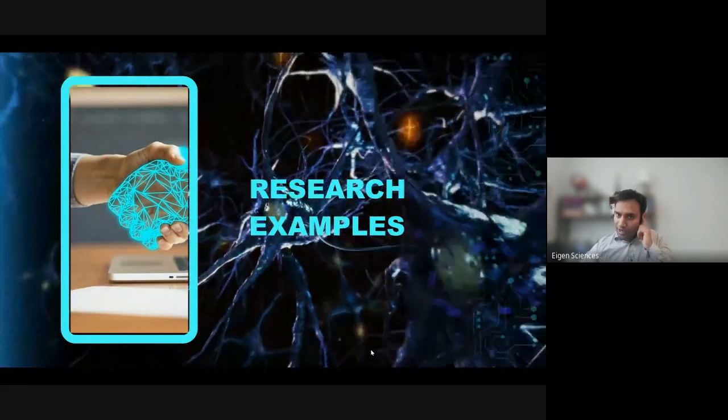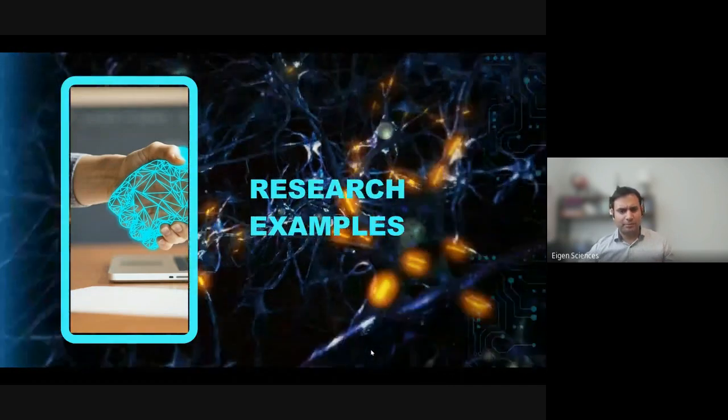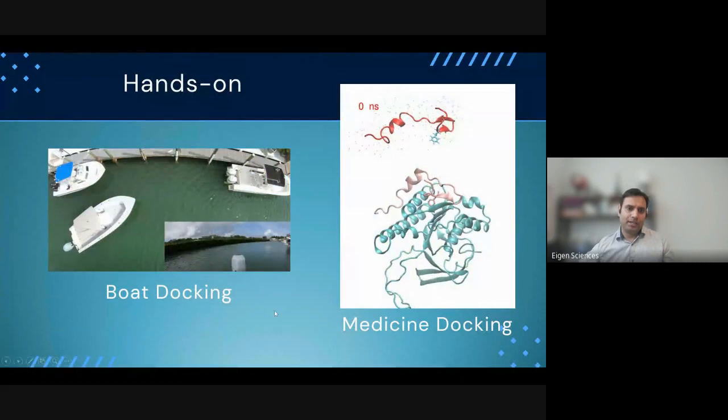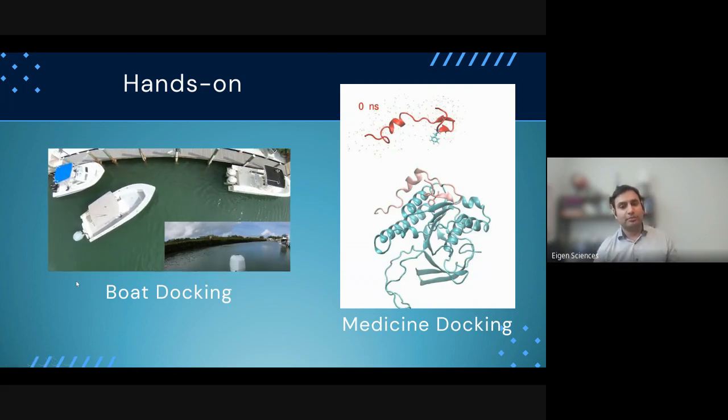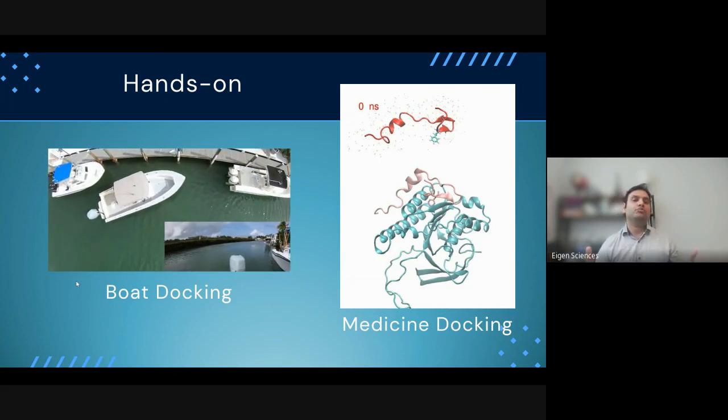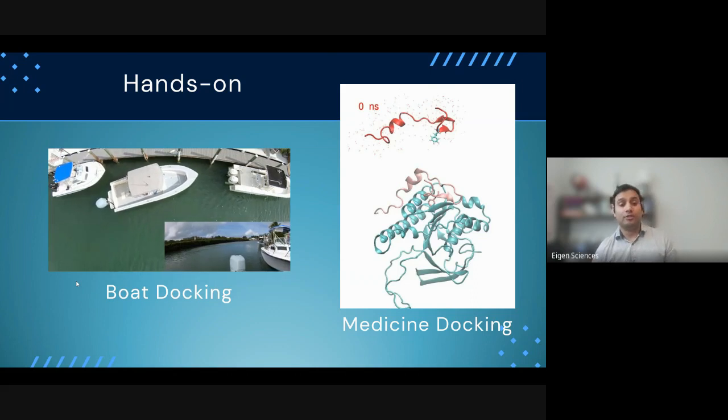Okay, so now I will give you an example of research. This will give you a better picture of what you will be doing. Okay, so on your screen there is a boat. What the boat is trying to do is dock in a dockyard, and the size of this boat is very important. If it is too big, this boat will not fit. If it is too small, we are wasting some of the space.